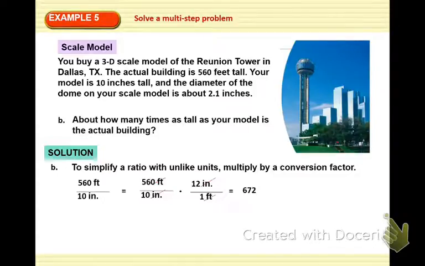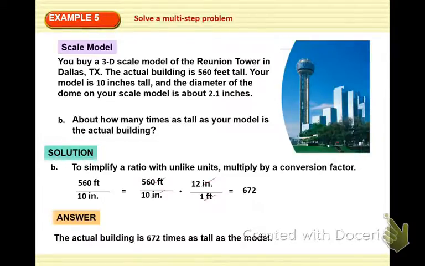That's not right. We'd have 6,720 over 10. Unless they reduced. Okay, they divided it out. I'll take that back. They took 560 times 12, and then they divided it by 10. They did that all in one step. So the actual building is 672 times as tall as the model. Any questions? Okay.